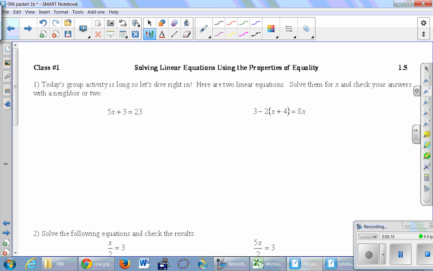All right, let's go back a page. We'll go back to number 1. Okay, there are 2 linear equations for you guys to solve in your groups. Slowly and carefully and with help from each other, see if you can solve those 2 equations.